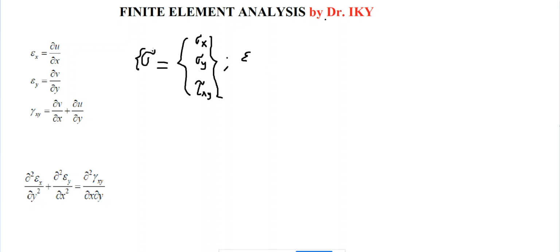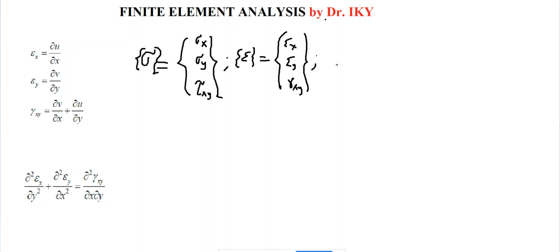And now we can also write like this. The vector is equal to the same idea, epsilon x, epsilon y, and gamma xy. Here gamma xy is equal to gamma yx.